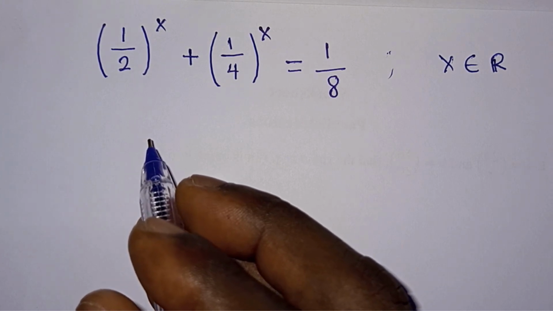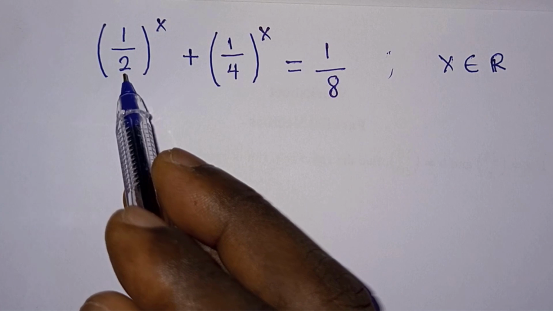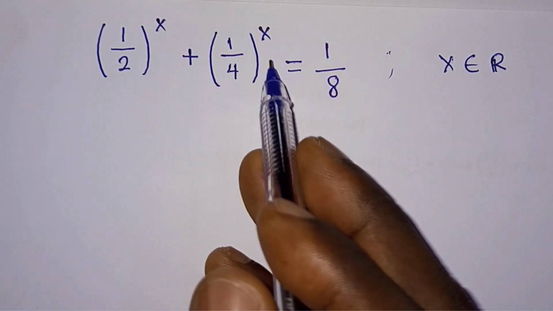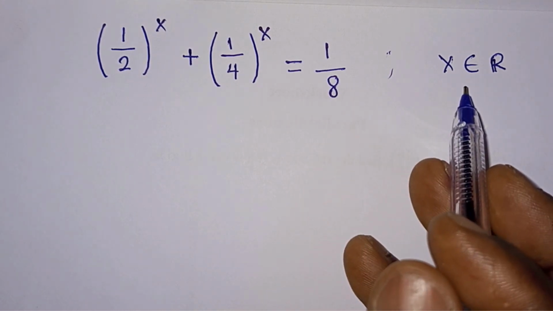Hello everyone, how to solve for x in this exponential equation. We have (1/2)^x plus (1/4)^x equal to 1/8, where x is a real number.